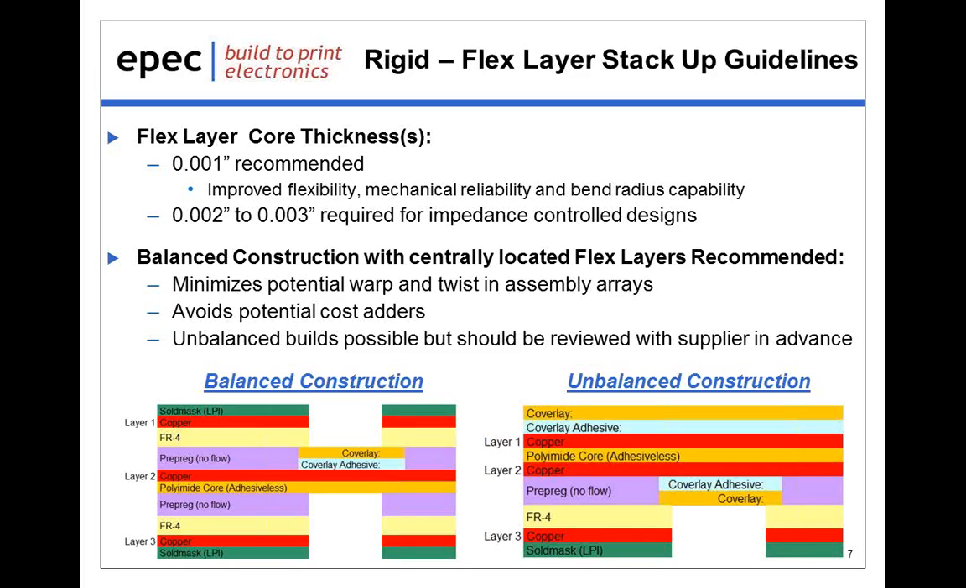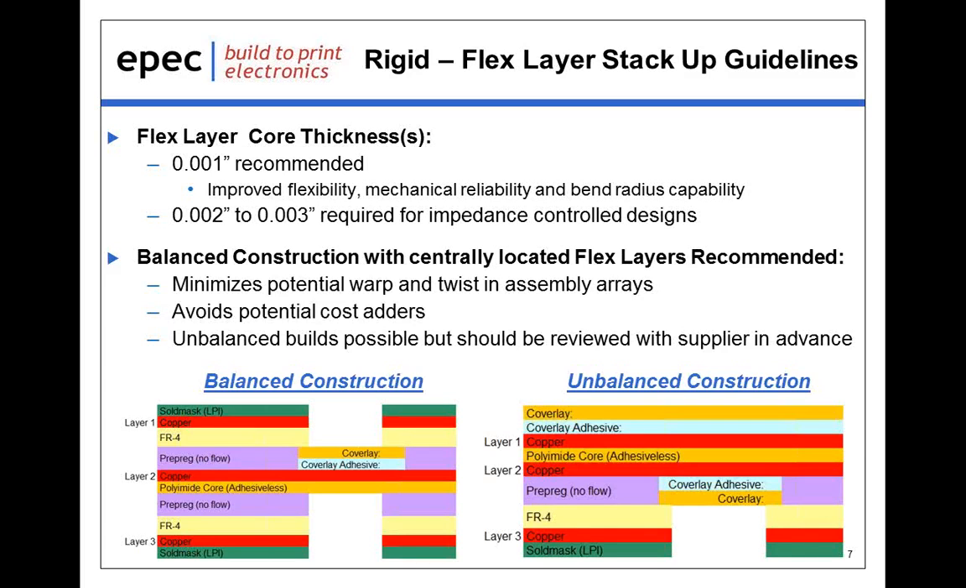In most cases, we recommend a 1 thou core. Impedance control designs, in order to achieve the impedance values, will require thicker cores, and those typically will increase into the 2 to 3 thou range, depending upon the specific requirements.